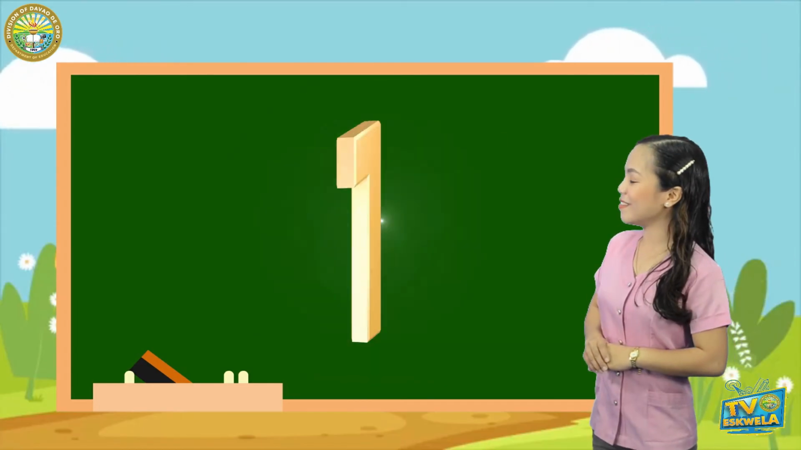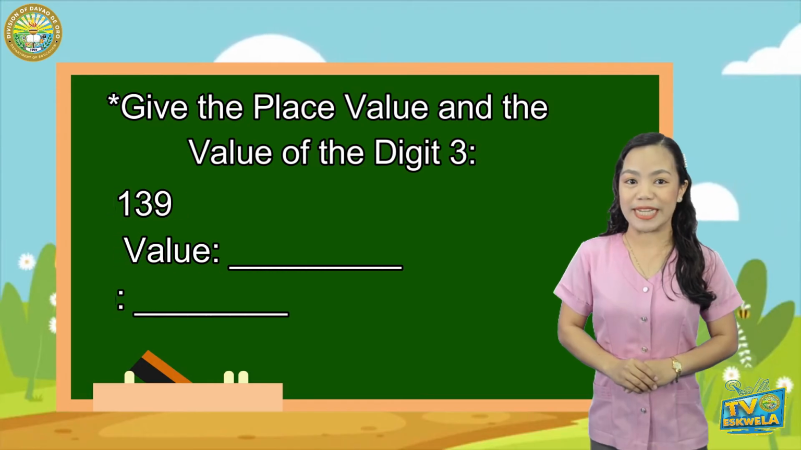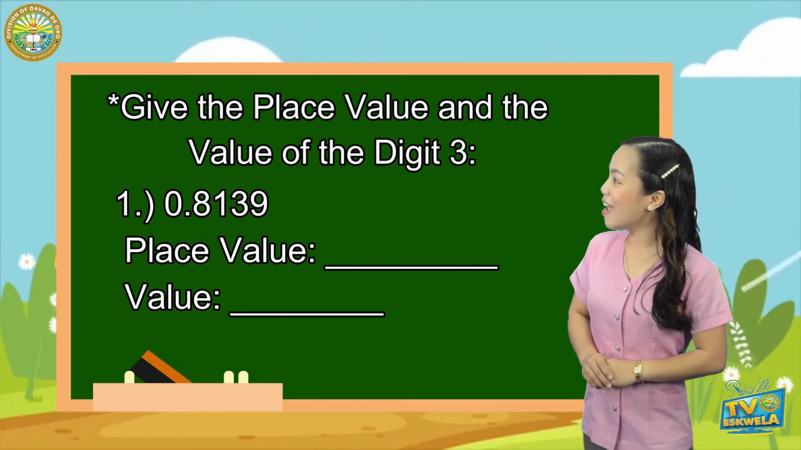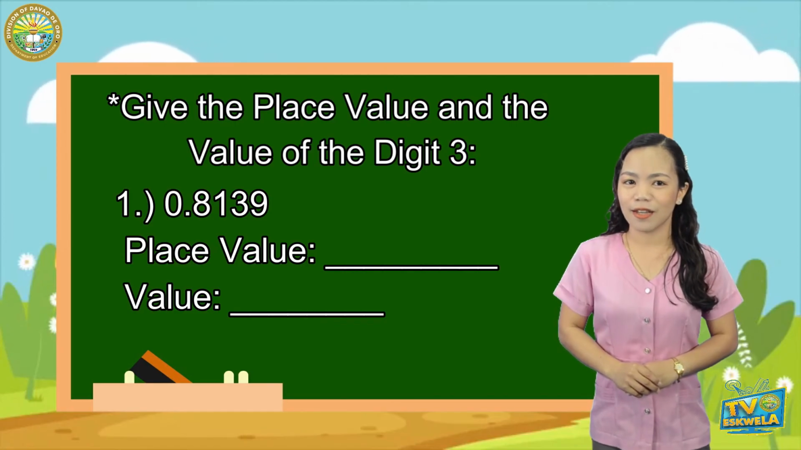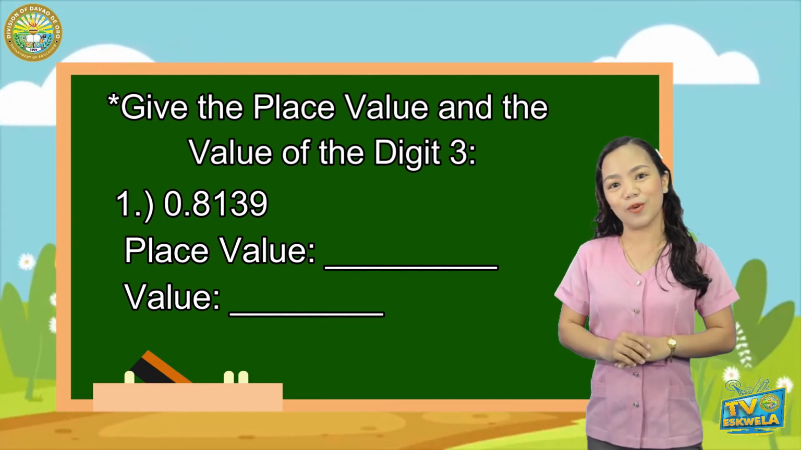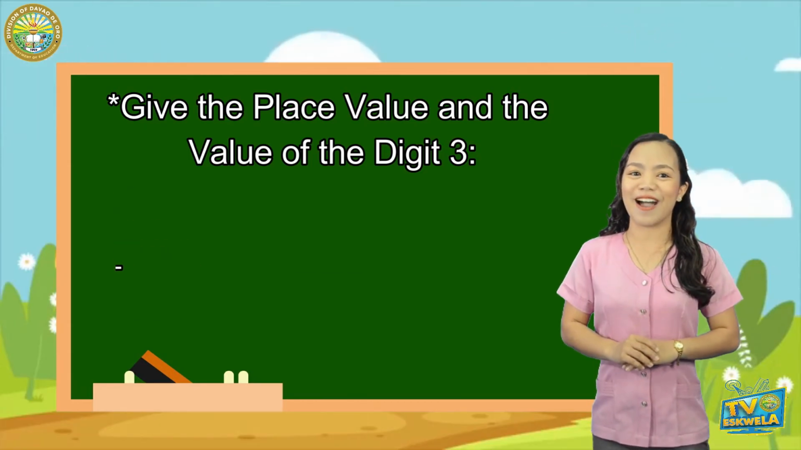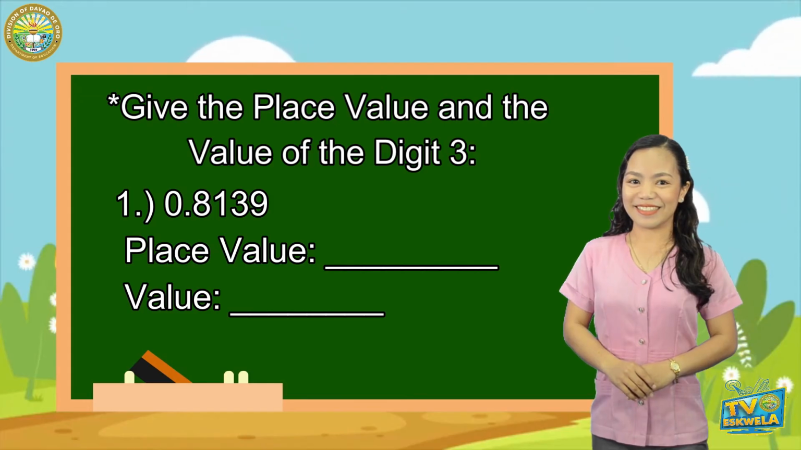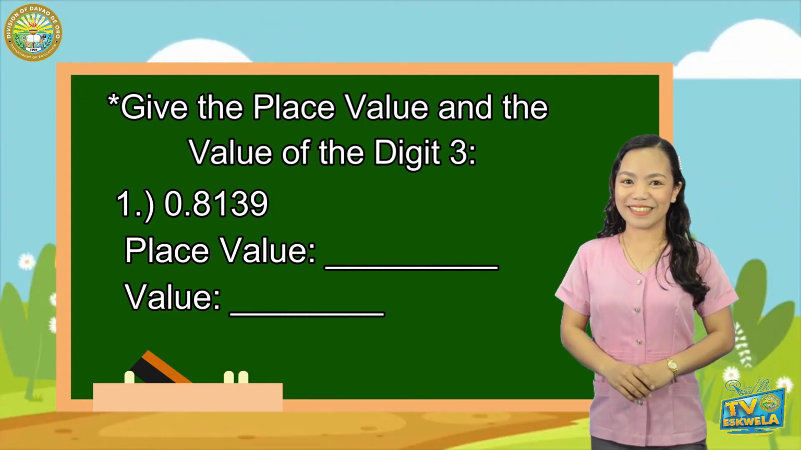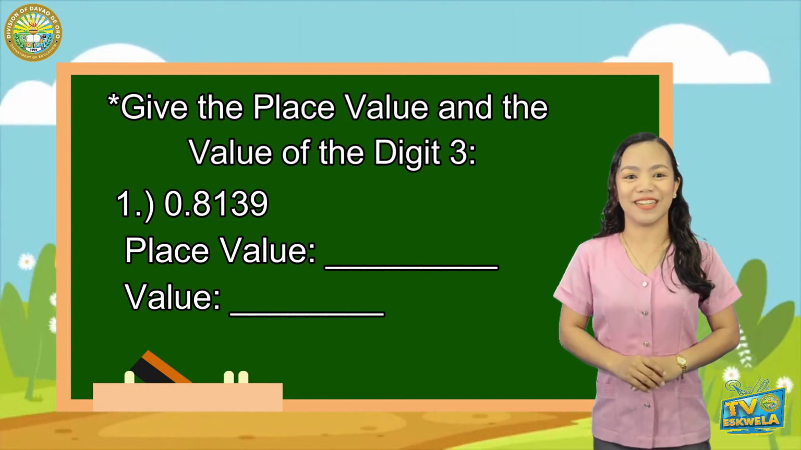Number 1. 0.8139. Again, 0.8139. What is the place value and the value of 3? Time starts now. Time's up. Let's check your answer.